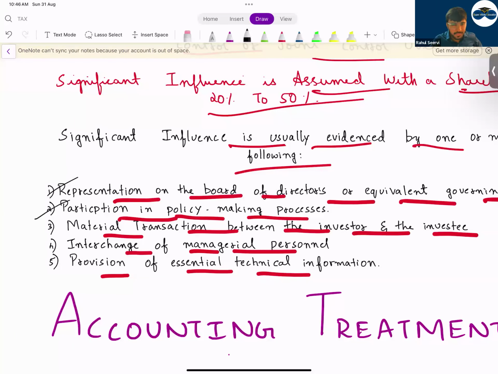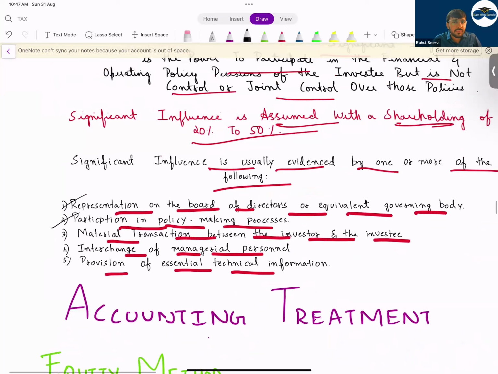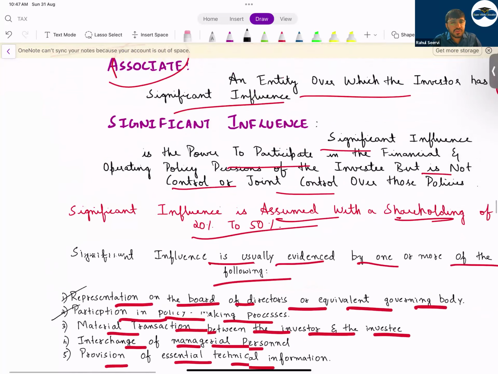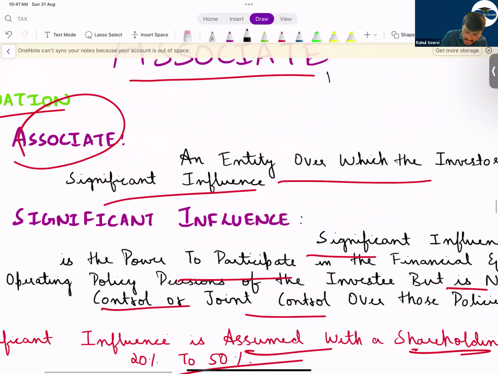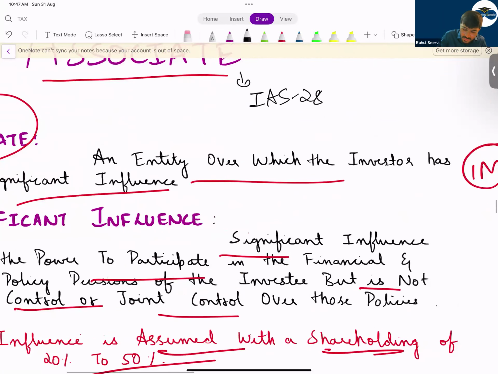For representation on the board of directors, you have to see that out of 10 directors, you're only able to appoint 3. That means control is not there, significant influence is there. Understand that. A lot of times a question comes: if you're not able to do consolidation, what should we do? You should follow IAS 28. IAS 28 says what, sir? Equity accounting.